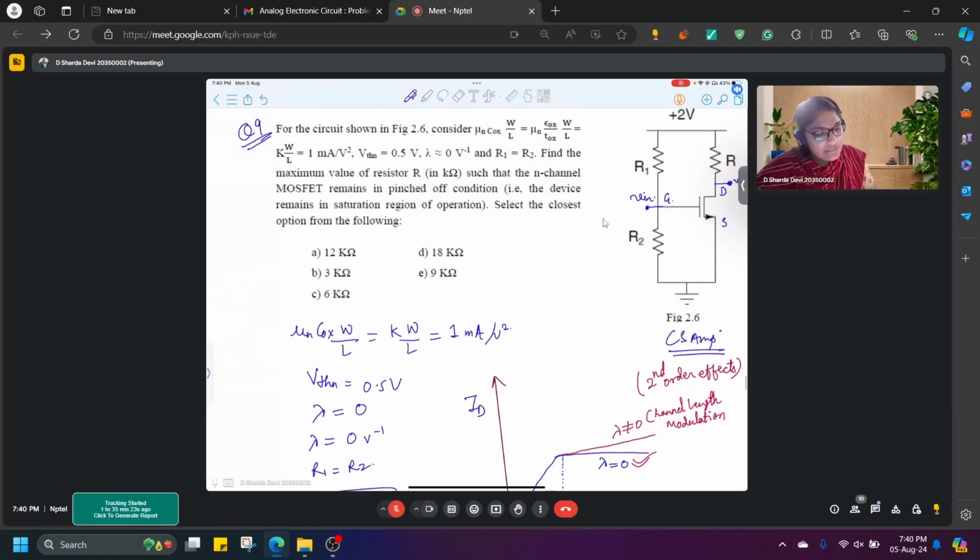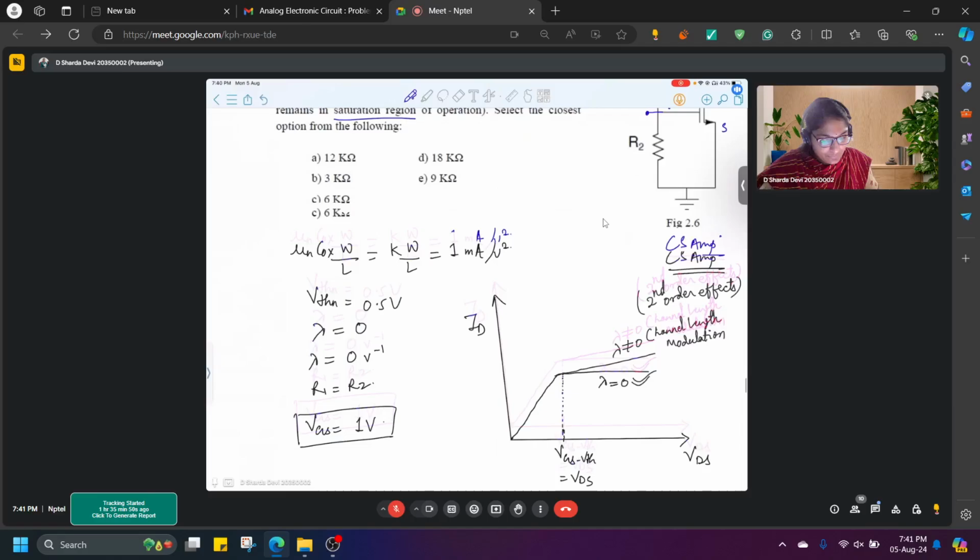Now the question is, find the maximum value of resistor R such that the N-channel MOSFET remains in the pinched off condition. Pinched off condition means saturation region. So here it is mentioned also, but pinched off condition means saturation only. So just in case you see pinched off, please don't panic. It means saturation condition, right?